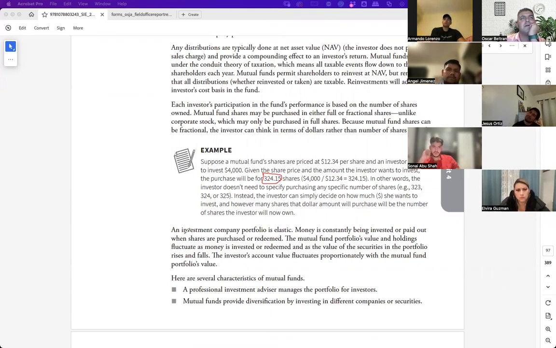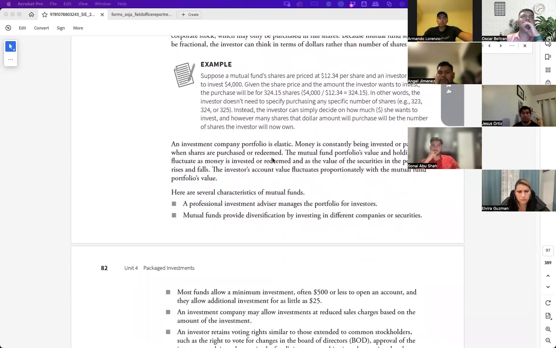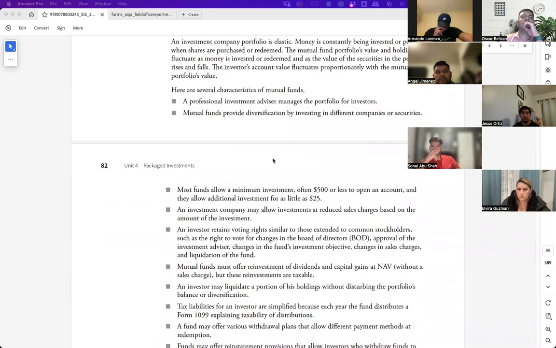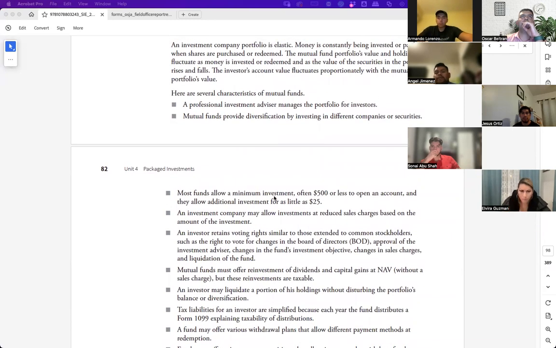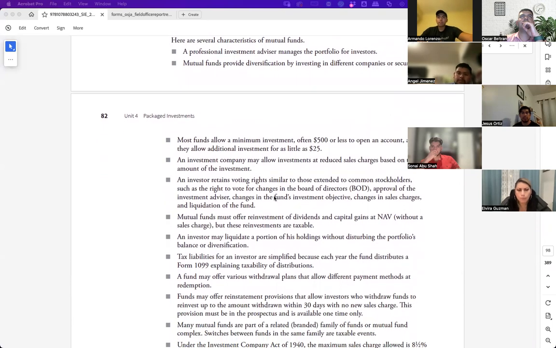An investment company portfolio is elastic. Money is constantly being invested or paid out when shares are purchased or redeemed. And then the value fluctuates as money is invested or redeemed, and plus the value of the portfolio can either rise or fall based on the market. All right, these are the characteristics. Let's keep going.